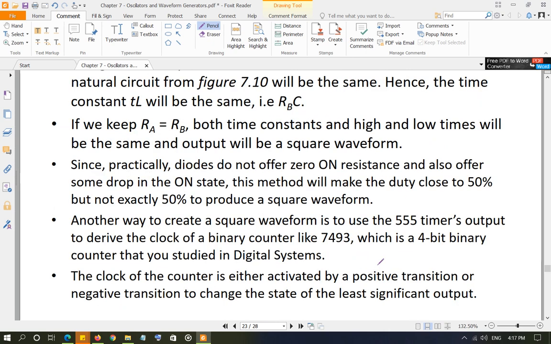In practice, it's going to give you close to the square waveform, not 100% square, because the diode is not ideal. It's going to give you close to 50% duty cycle. That is, high and low will be close to each other, not exact.